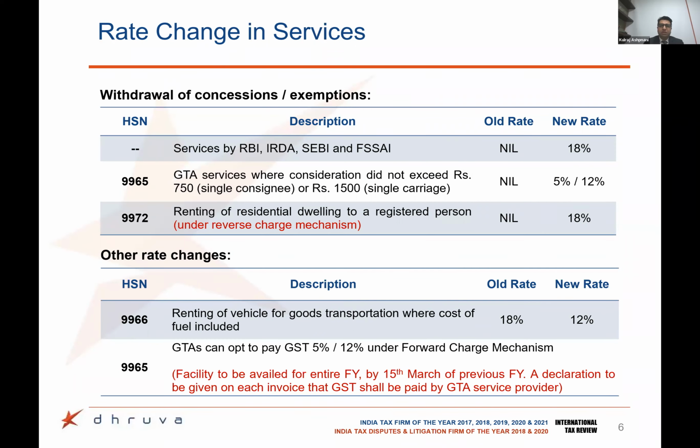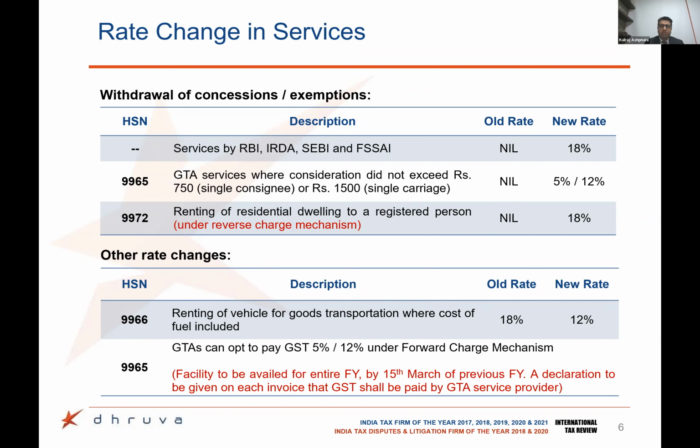Another withdrawal of concession happens for services from the Reserve Bank of India, SEBI, and FSSAI. Till now, they were exempted. Now they'll be put in the 18% bracket. A taxpayer would need to see whether they will come under reverse charge, or whether these institutions will have to charge a forward charge, because their constitution will have to be derived now.